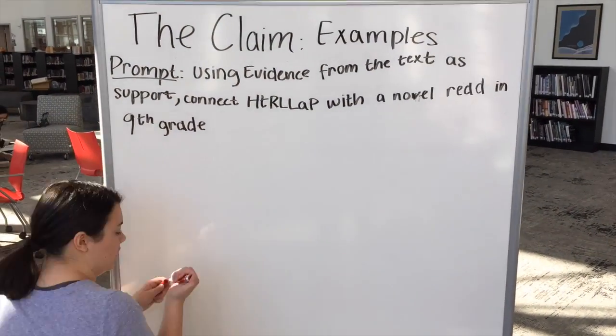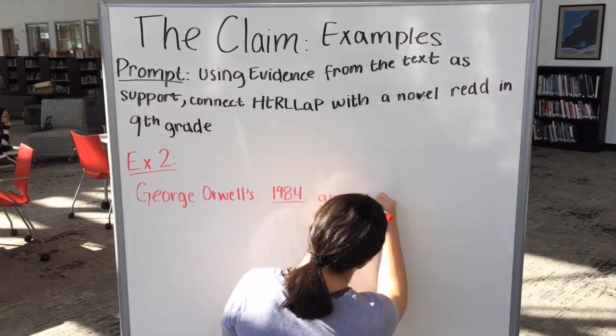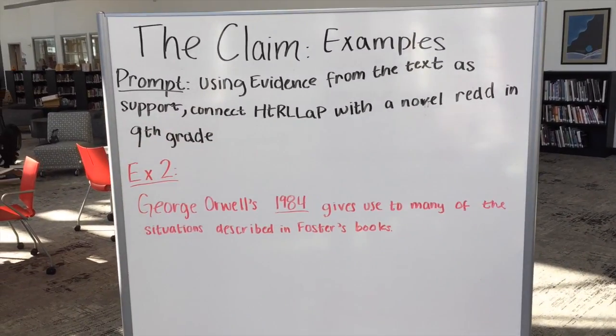Alright, let's look at another thesis now. So say you went with George Orwell's 1984 gives use to many of the situations described in Foster's books. Now this claim is more ineffective. Why is it ineffective? For starters, the claim doesn't contain any one of the three parts we already discussed that makes a claim effective. The use of the word many is also very vague and doesn't help clarify what the overall theme of the paragraph is going to be, resulting in a weak and flimsy claim. The objective of writing a claim is to help form a backbone for your upcoming paragraph. And if that's flimsy, then the paragraph will not be effective to back up your claim.